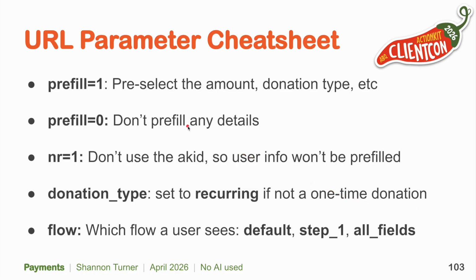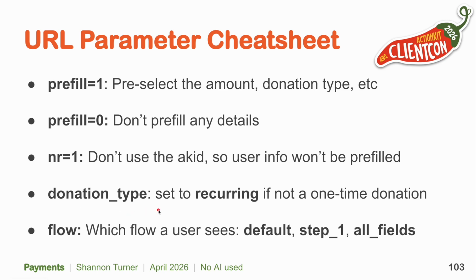Speaking of pre-fill, equal to 1 is almost always what you want. Pre-fill equal to 0 and NR equals 1, these are less commonly used since they prevent pre-fill and they make your users type in more information, but I did want to point out how they work.